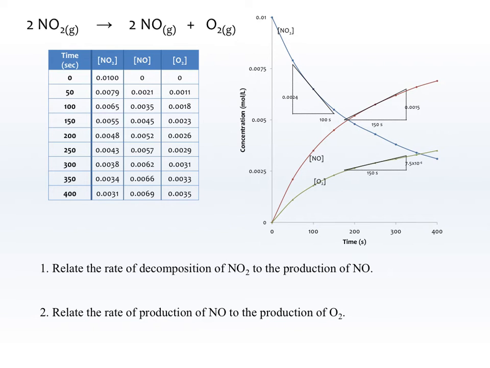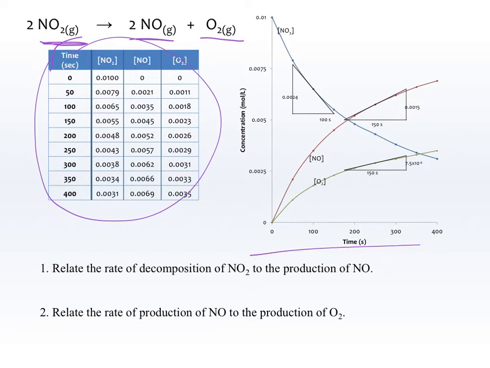Let's consider the decomposition of nitrogen dioxide, a gas that causes air pollution. Nitrogen dioxide decomposes to nitric oxide and oxygen as follows. And suppose in a particular experiment, we start with a flask of nitrogen dioxide at 300 degrees and measure the concentrations of all three, the nitrogen dioxide, nitric oxide, and oxygen, as it decomposes. The results of the experiment are summarized in this really nice little chart here and this beautiful graph.